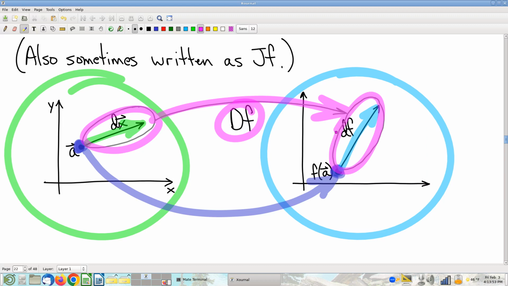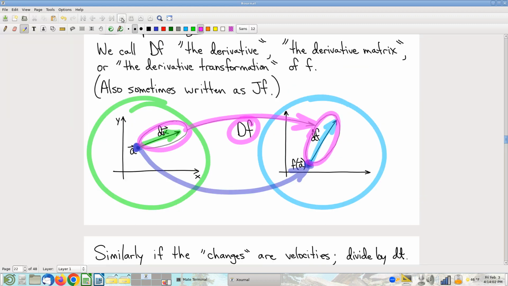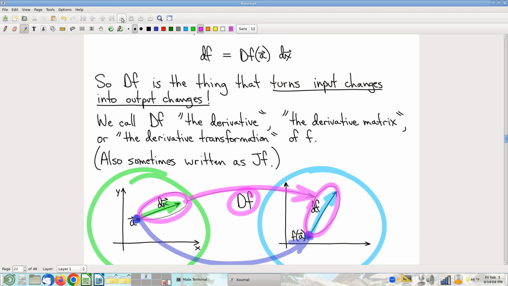Is that cool? So this is just a geometric representation. Why did I take my glasses off? Geometric representation of this formula right there. Input changes to output changes. Is everybody okay with that? Are we all good?